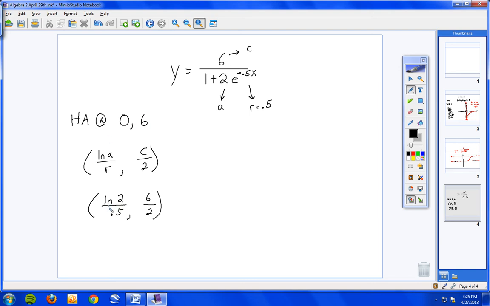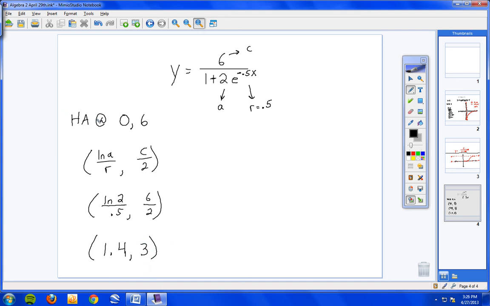0.693, but then don't forget 0.693 over 0.5 or divided by 0.5. So if you type this whole thing into your calculator, the natural log of 2, then hit enter, you'll get 0.69314, etc. Divided by 0.5, you should end up with this decimal right here. I'm rounding, of course. You'll get 1.4, okay? And then 6 over 2, of course, would be 3. So there you did step 2.